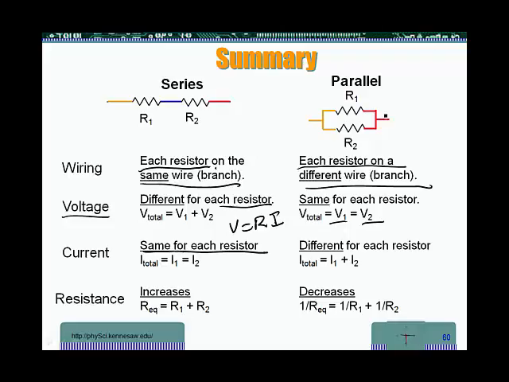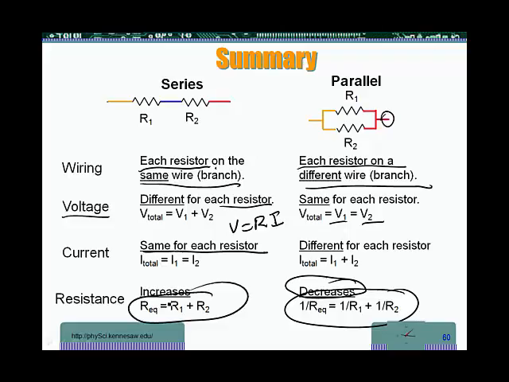The overall current is going to be the sum of the currents going through each of the branches. The overall resistance that we get by combining resistors in parallel is going to be smaller than the resistance of each individual resistor. And we get the overall resistance for resistors in parallel by using the inverse relationship. 1 over R equivalent is equal to 1 over R1 plus 1 over R2 plus 1 over R3 if I have 3 of them and so on. For resistors in series, we just add them up.